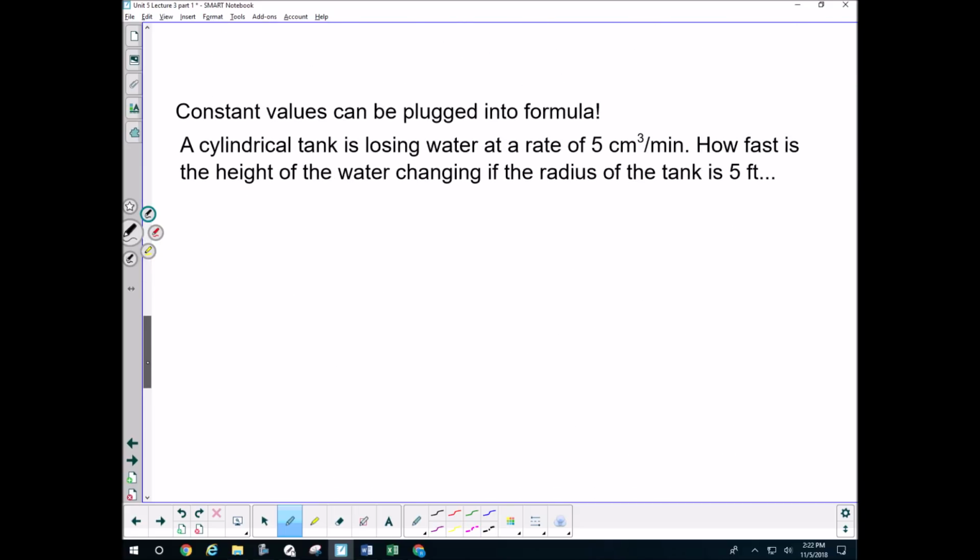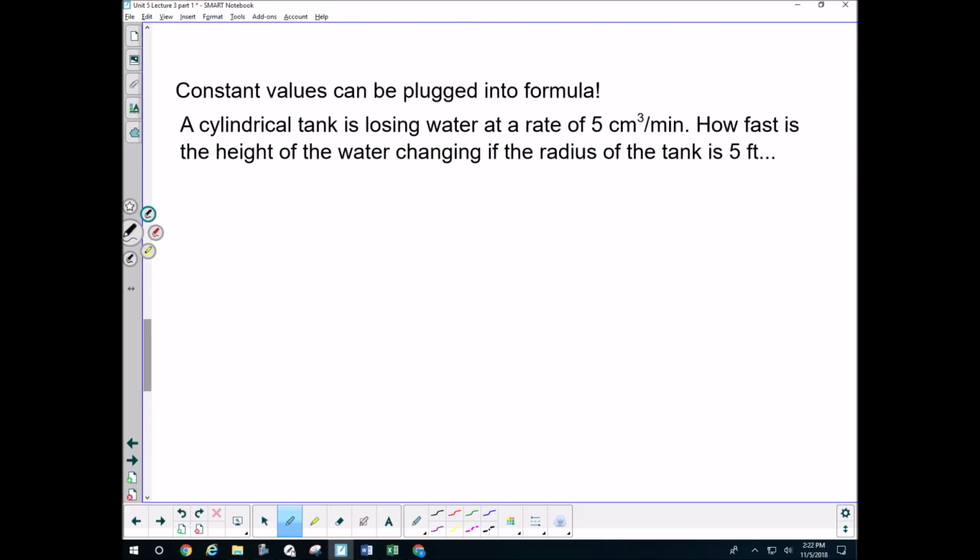Talking about a cylindrical tank losing water at a rate of 5 cubic centimeters per minute. How fast is the height of the water changing if the radius of the tank is 5 feet? Well, you'd be given, you don't have to have this memorized, though it is an easy one, that the volume of a cylinder is pi r squared h.